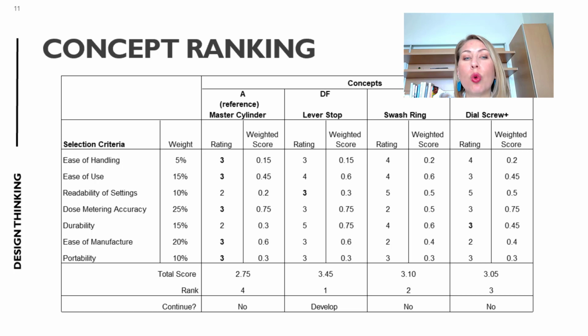And so now you score each concept on a scale of 0 to 5 for how well it achieves the criteria. Weighted scores are then calculated, and then the total score is summed at the bottom. And here the concept titled Lever Stop, which is a combination of concepts D and F, won with the highest score of 3.45. And so the hope here is that all of your concepts would score at least higher than the reference concept. And if not, maybe this indicates a problem.